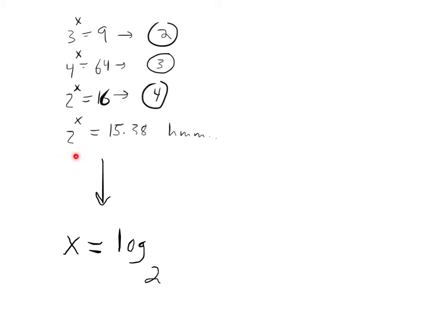and that should make sense. My base here is 2, and my answer, 15.38. So I read this expression exponentially as 2 to the x equals 15.38. And this is a definition. So I've defined this notation. That means this notation is equivalent to base 2 raised to an exponent of x equals 15.38.